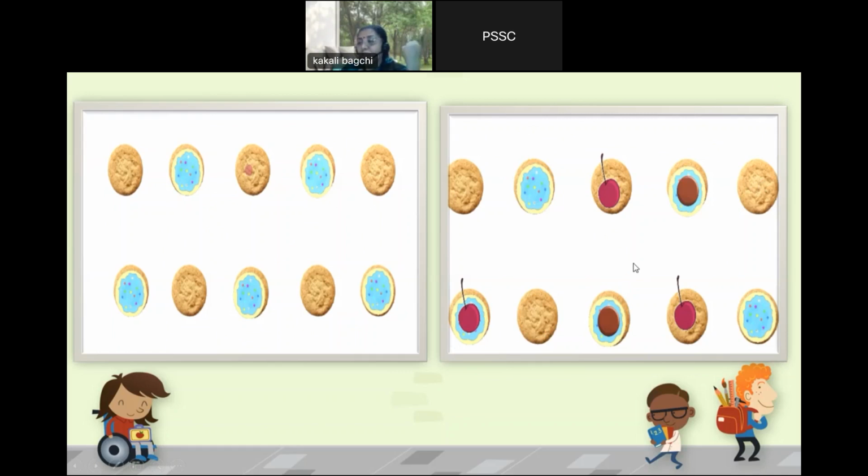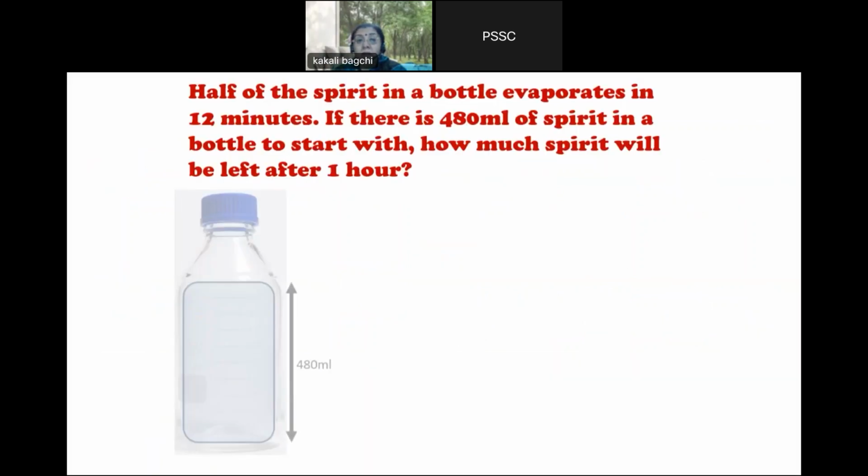Can we teach like this without uttering the actual word? Just asking them to bring 10 biscuits, putting the icing, putting the chocolates, putting the cherry or some other thing through which we can teach them the multiples and LCM. The subject will be easier.